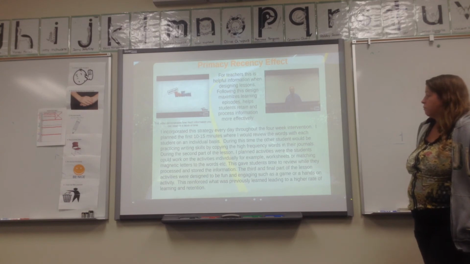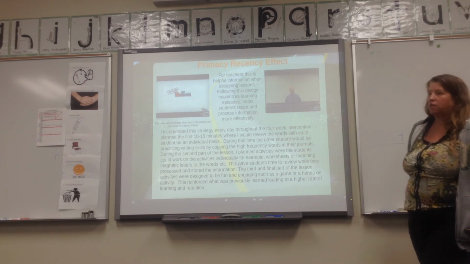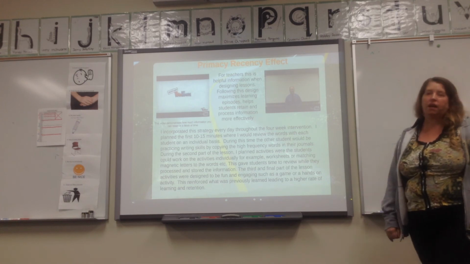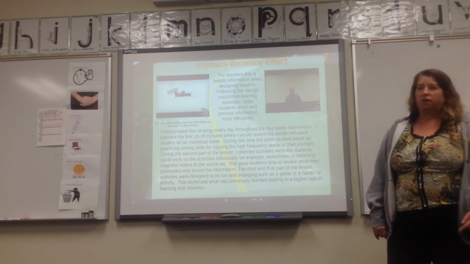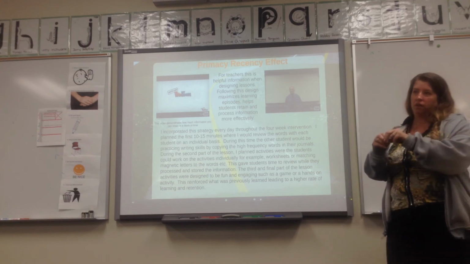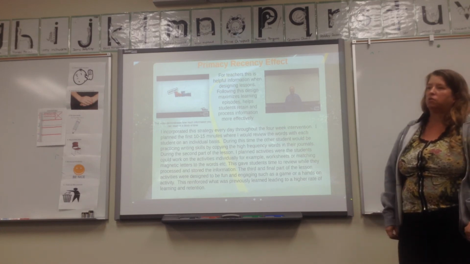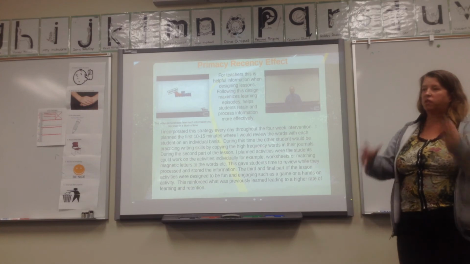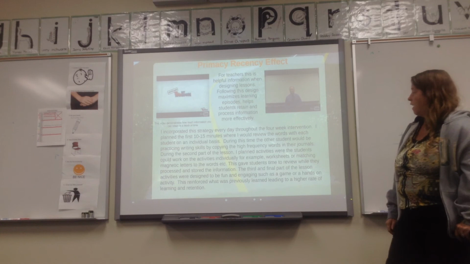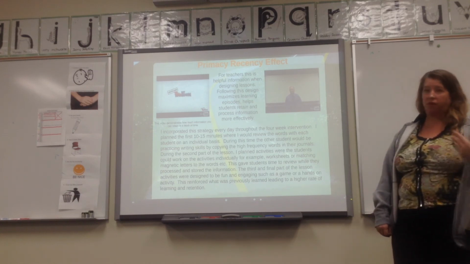The next lesson, after we were done reviewing our words, I had planned activities, for instance, a worksheet, like I showed you, or we would play bingo, or they would do a word search, or they would use magnetic letters to match the letters to their high frequency words, or we would do some type of matching game. So it was something that they could do on their own that would just reinforce what they just learned. And then the last activity, the third and final part, was something designed to be fun, engaging.